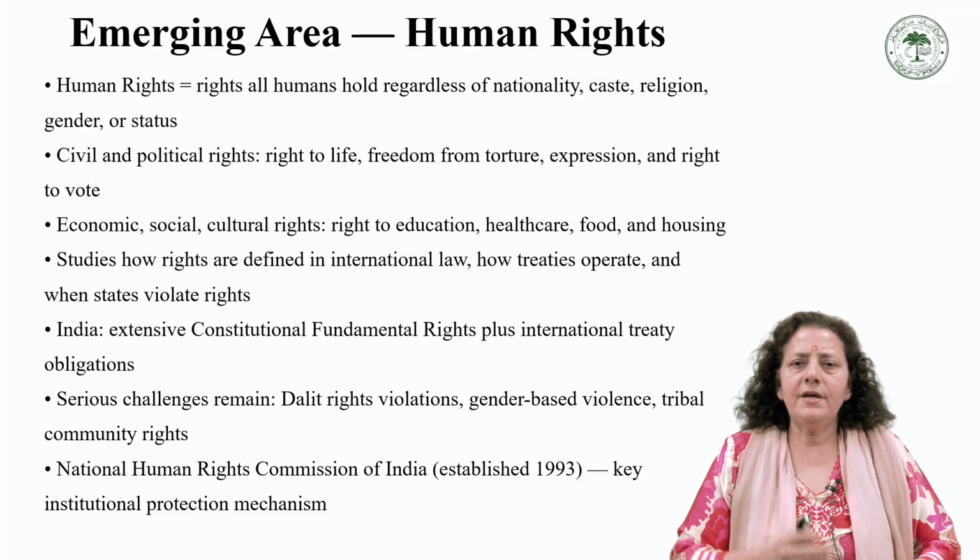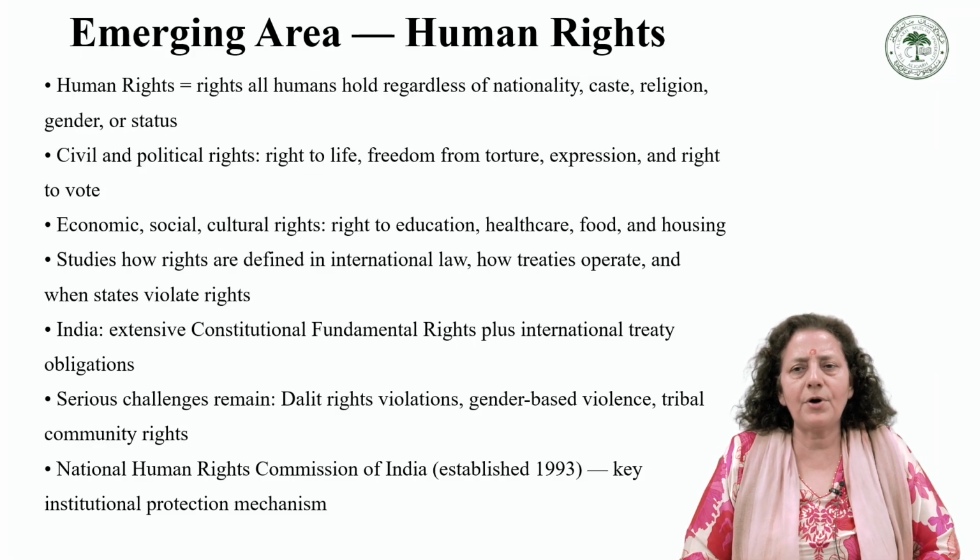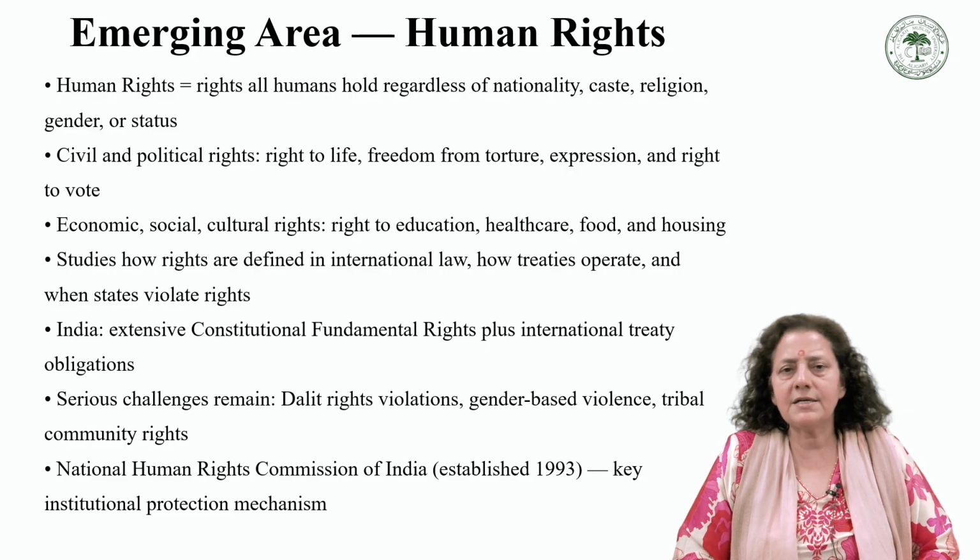In addition to the established subdisciplines, several important new areas have emerged within political science. The first emerging area is human rights. The field examines the rights that all human beings are entitled to simply by virtue of their humanity, regardless of nationality, caste, religion, gender, or economic status.